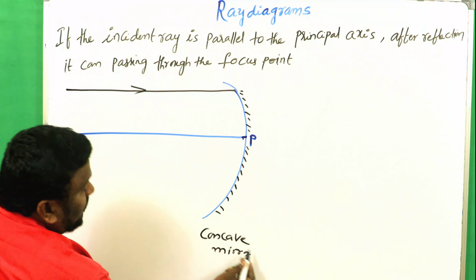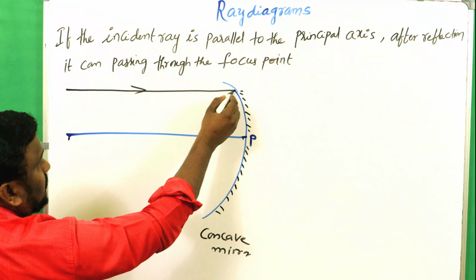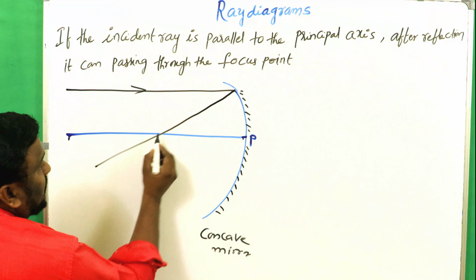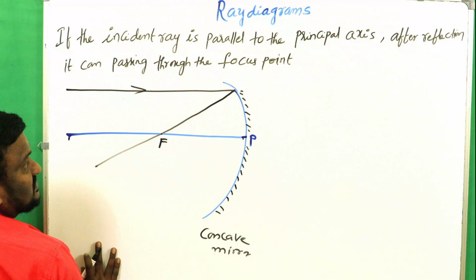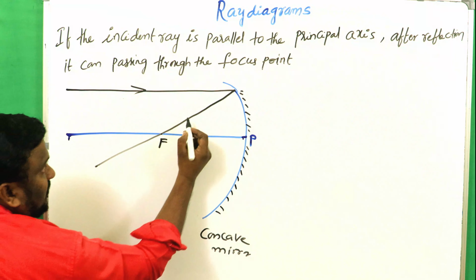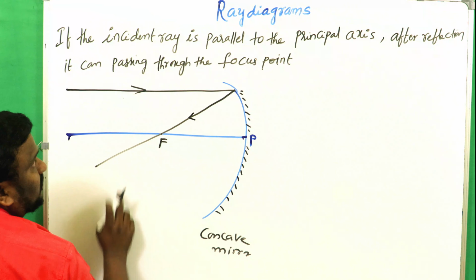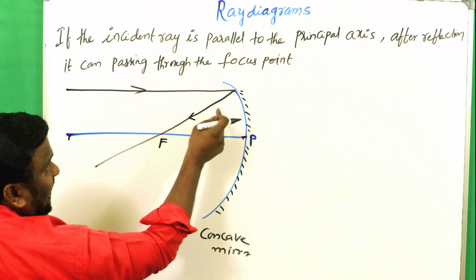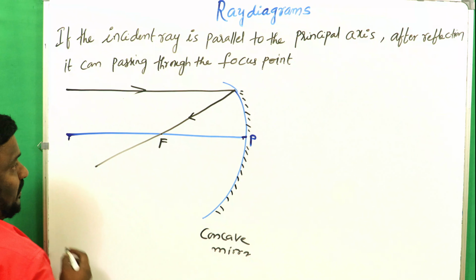Clear, students? Now after reflection, the ray passes through one point on the principal axis, and that point is what we call the focus. This is the incident ray and this is the reflected ray. The reflected ray has an arrow mark outward, towards the mirror and away from the mirror. Clear? This is rule number 1.